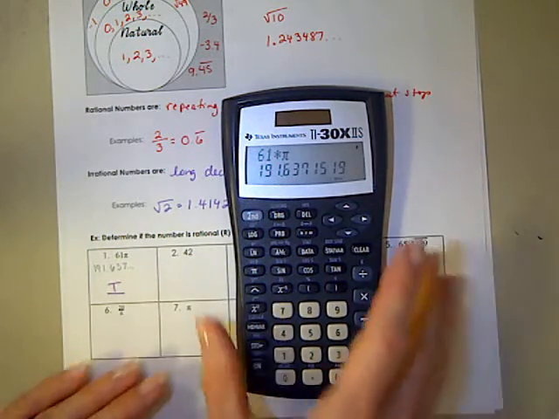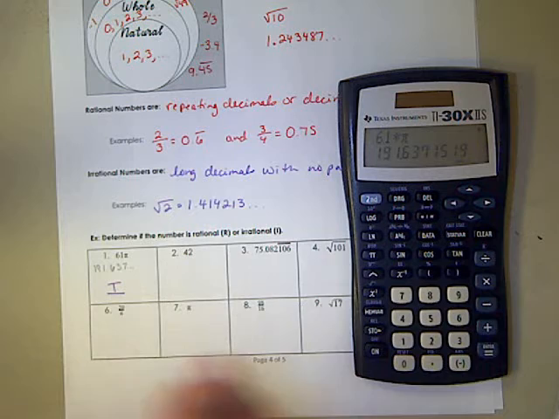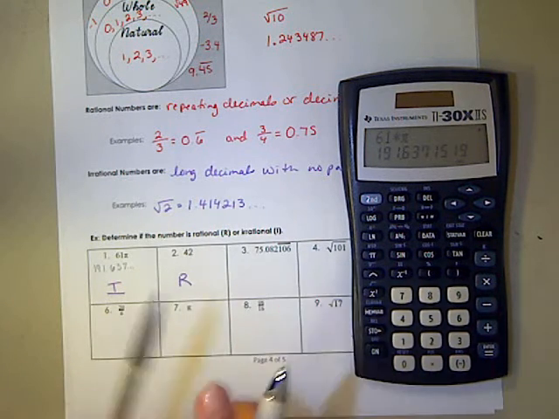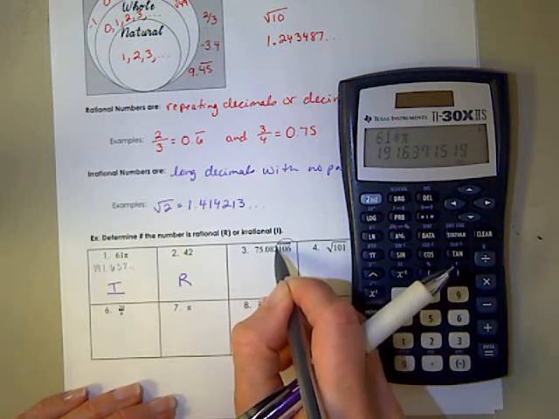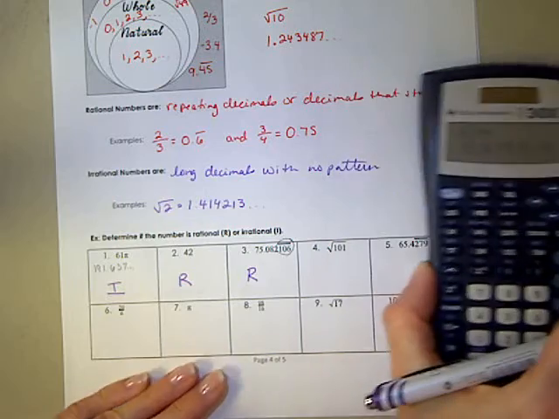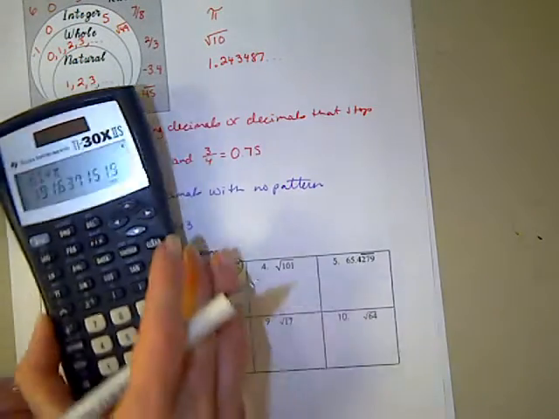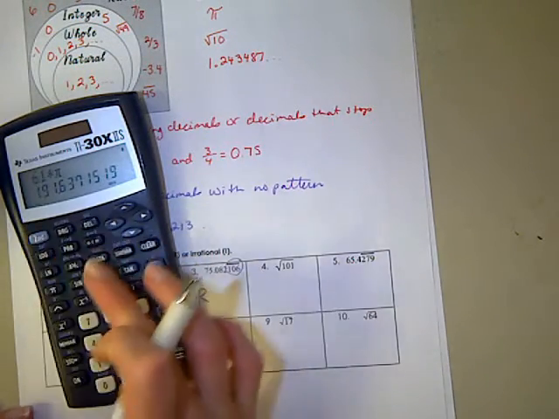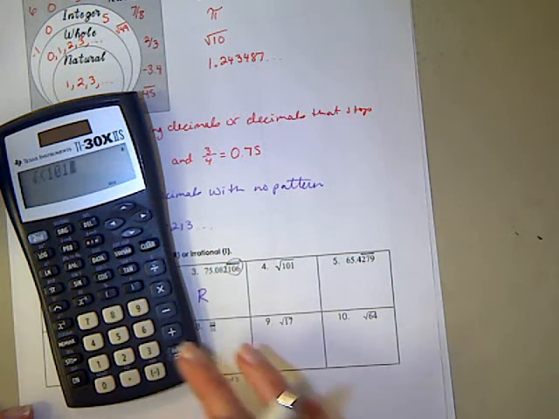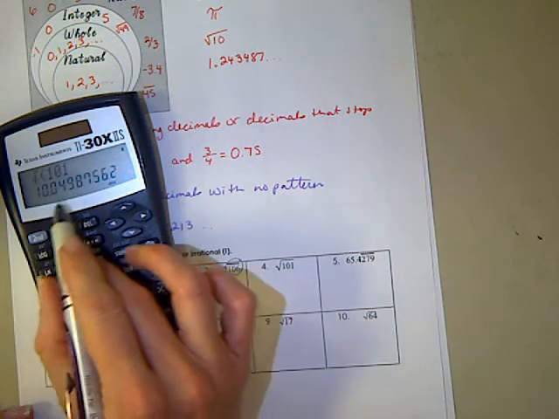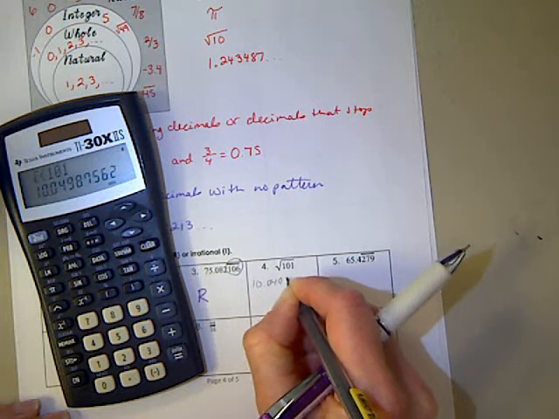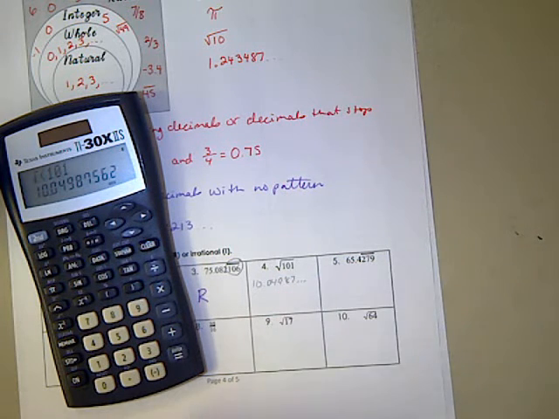Number 2, that number just stops. That's rational. Number 3, circle this. There's your repeating decimal, so that makes it rational. Okay. Number 4, type in square root of 101. So square root, for the second, x squared gives you the square root of 101. That gives us, what do we got here? 10.04987, and it keeps going and going. Irrational.